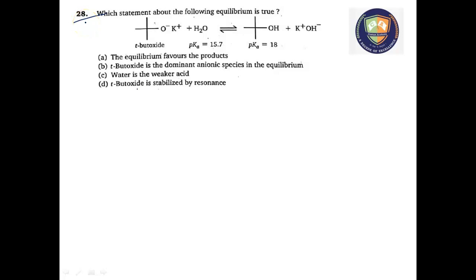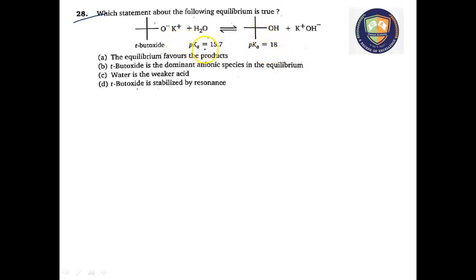Next we have question number 28. Which statement about the following equilibrium is true? So you have been given tertiary butoxide plus water. These react with each other to form tertiary butanol and potassium hydroxide. The pKa of water is given as 15.7, and the pKa of tertiary butanol is 18.